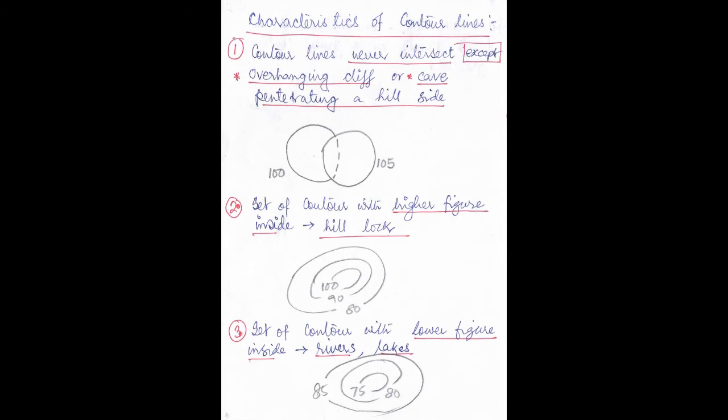Point number 2. A set of contours with higher figure inside represents a hillock. Please see the diagram also over here. These are the set of contour lines with higher figures inside: 100, 90 and 80. So, these represent a hillock. Point number 3. A set of contour lines with lower figure inside represents rivers and lakes. That is, inside it is 75, then 80, then 85, outside like this way. So, this represents rivers or lakes.